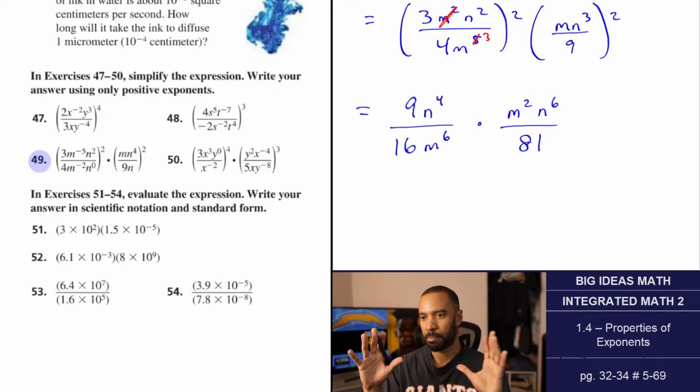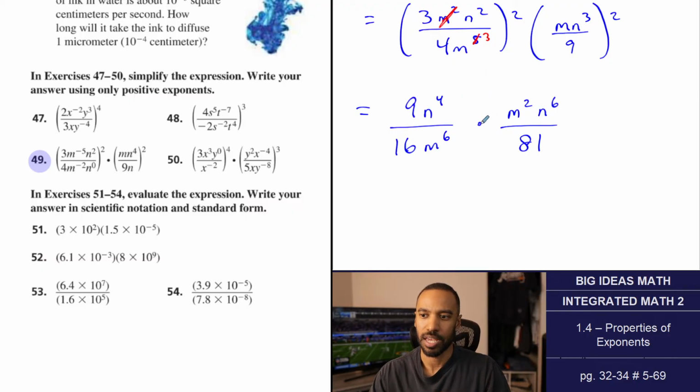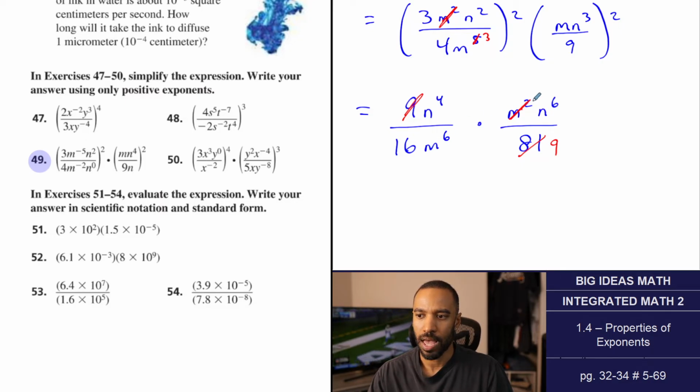Now that it is a product of two fractions, it's technically this times this over that times that. Basically, anything here is dividing by anything here as well, and vice versa. For instance, I have 9 over 81 right here. 9 over 81 is 1/9. I can reduce that. M squared over m to the sixth, get rid of the 2 m's here and 2 m's here, and you're left with m to the fourth.